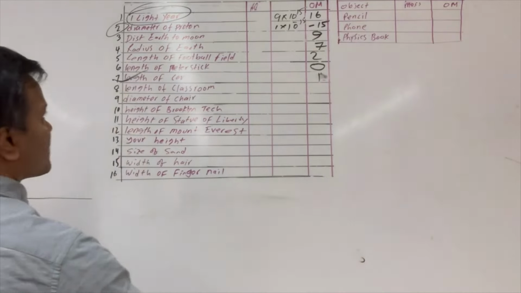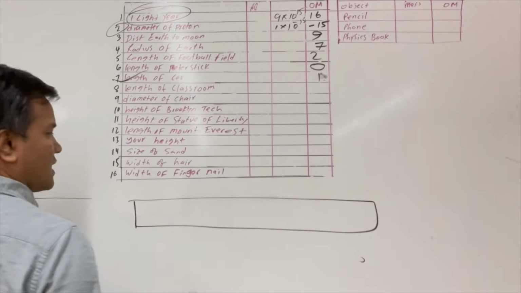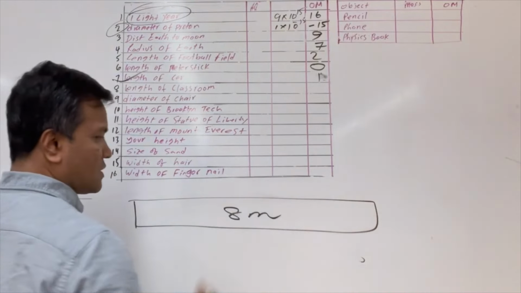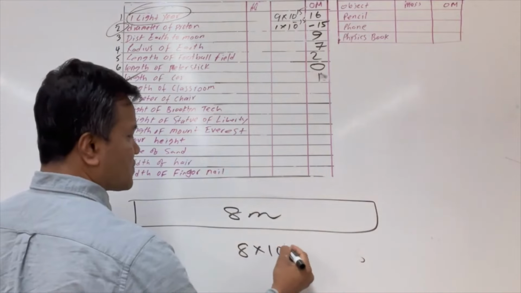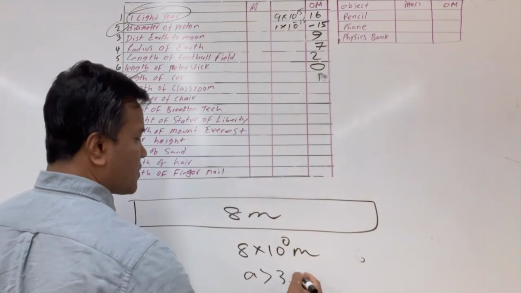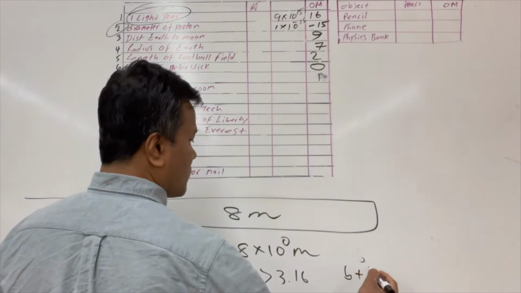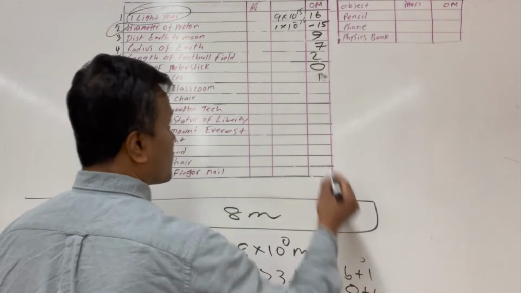Now we're going to do length of a classroom. The length of a classroom is about 8 meters, so 8 times 10 raised to 0 meters. A is bigger than 3.16, so then B plus 1. B is 0 plus 1, so 1.